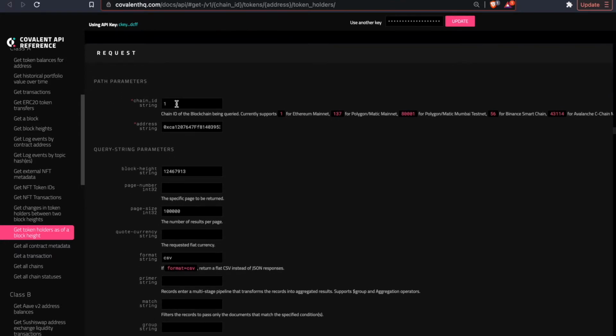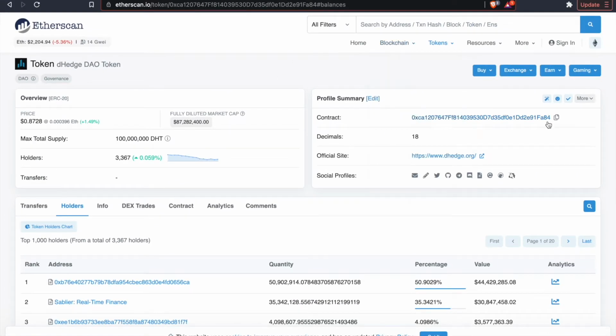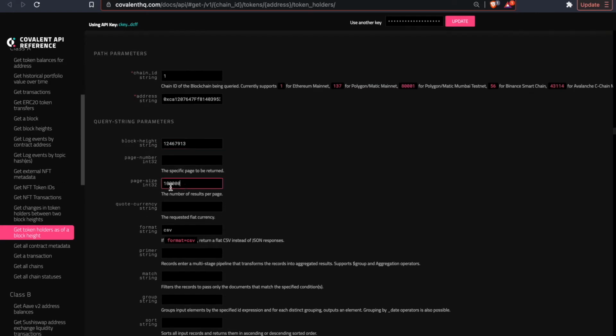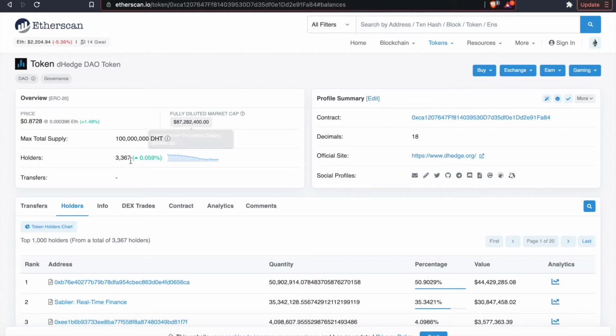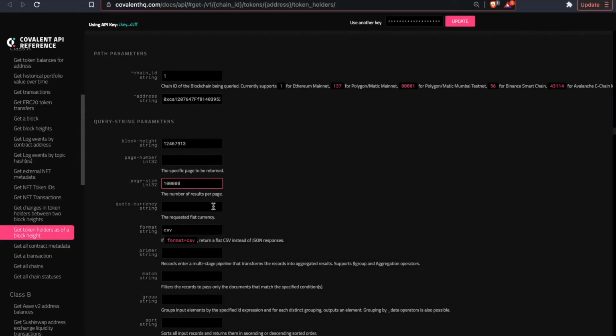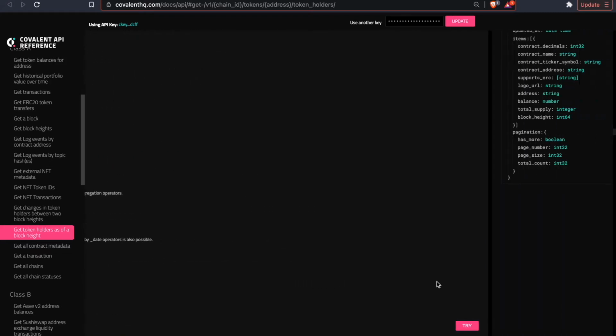The path parameters for this one, it's 1 for Ethereum again. The address string is the address of the token, which you can just grab off Etherscan right here. And then the block height is the one that we just got from the other class A endpoint, block heights. For the page size, I chose 100,000. It's just how many results you want. I would have been safe doing around 4,000 since DHEDGE doesn't have more than 4,000 holders, but I did 100,000 just in case, to make sure I got everyone. I formatted it as a CSV, and then I will click try.